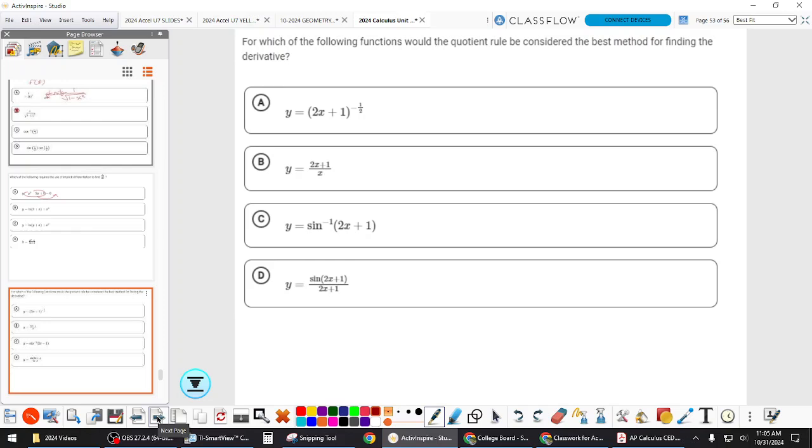All right, quotient rule, basically the same question on the quotient rule now. And it says be considered the best method.